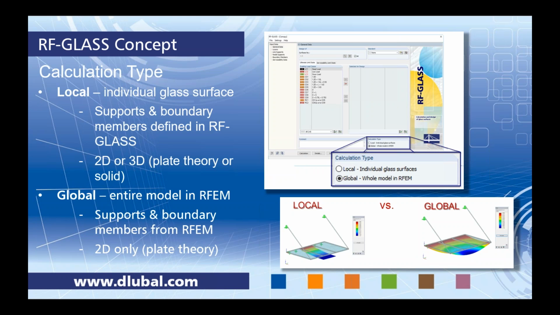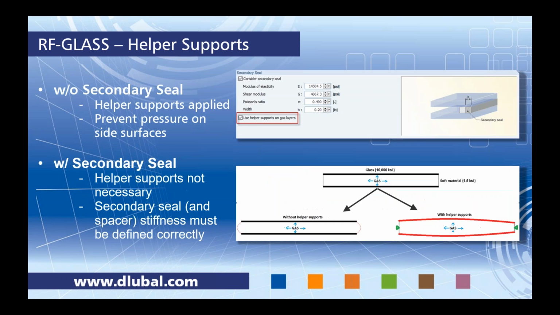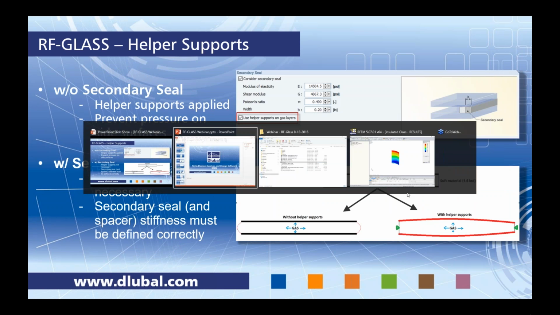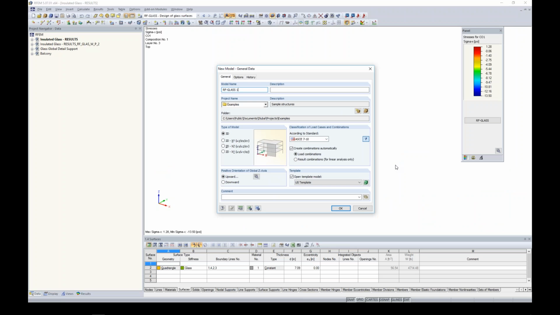The other reason being that the support types as well as the boundary members can be identified in RF glass in much more detail than what you could ever do in RFEM. So that's kind of the advantage. Again, we'll see that when we go through some examples today of local versus global. So with that, we can jump into RFEM.